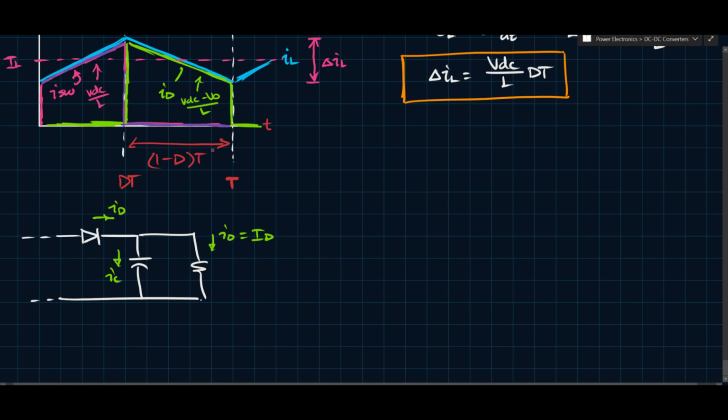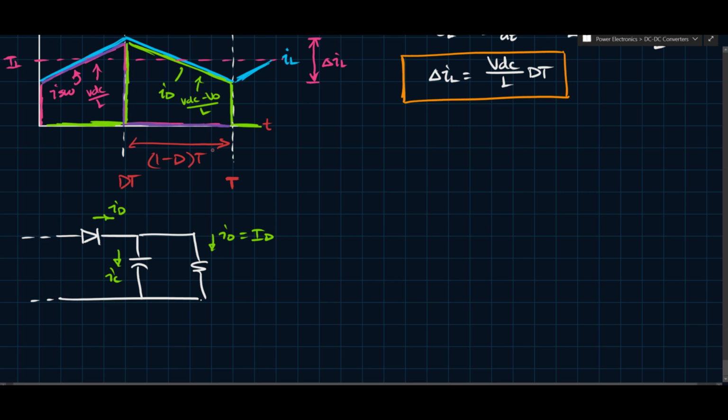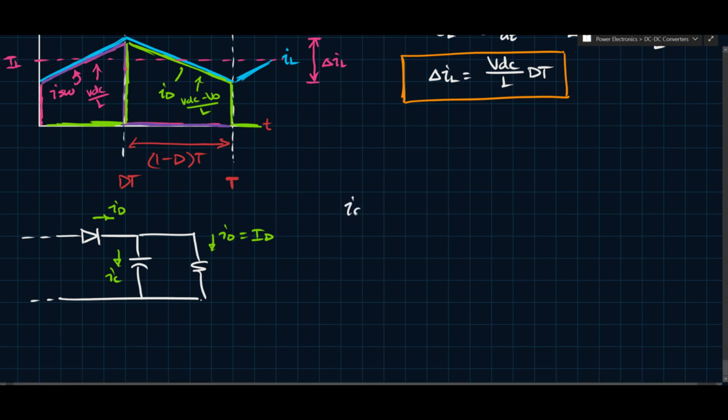And in this duration, the capacitor is going to do something basically. And what is it going to do? It'll charge or it'll discharge depending on the direction and the polarity of the current. In a case like this, we see that the IC is actually the entire ripple. In any case, the voltage of the capacitor can be defined as follows. We know that IC is C dV by dt, and so we know that IC is going to be equal to delta ID, and this is going to be C delta VO by delta T.